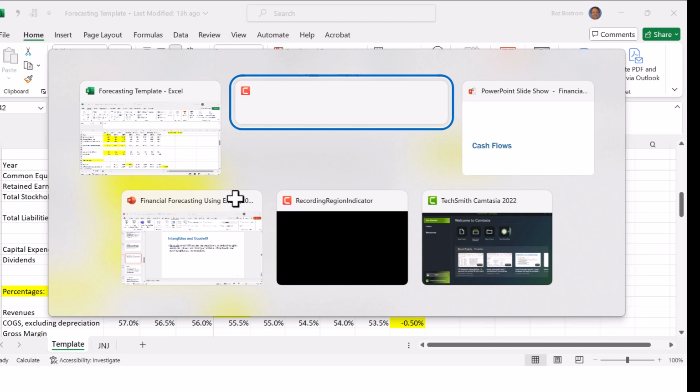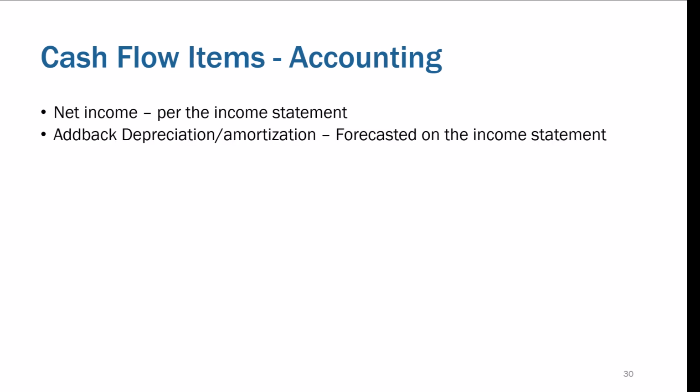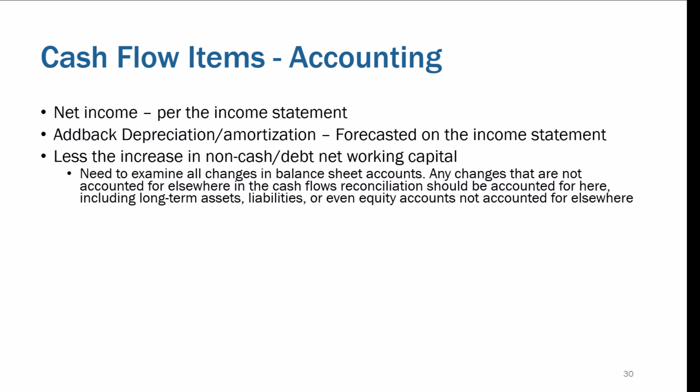All right, back to the PowerPoint slide and cash flows. Well, cash flow items, there's accounting, where there's net income on the income statement. In order to do that, we're going to start with net income on the income statement when we do the accounting statement of cash flows. Then we add back depreciation and amortization, which we've forecasted on the income statement.